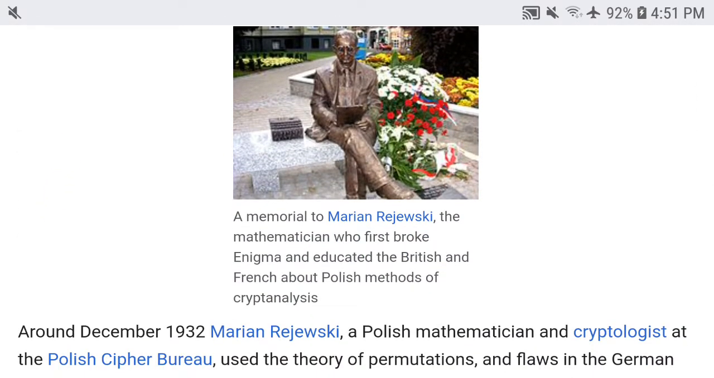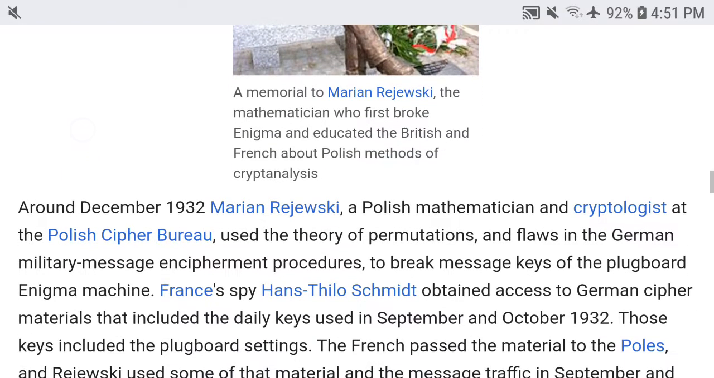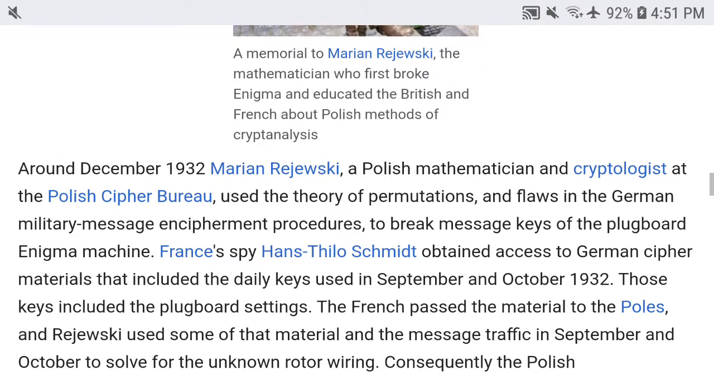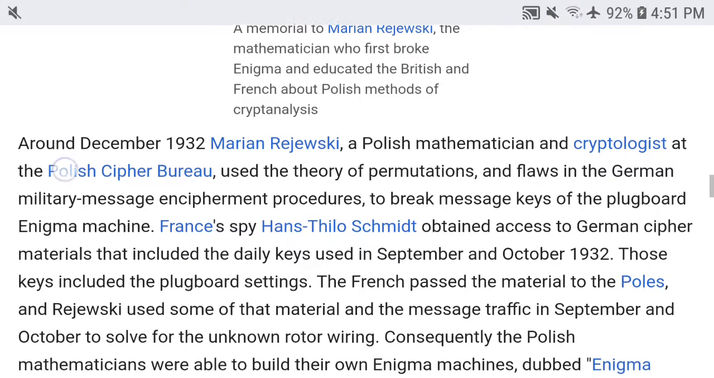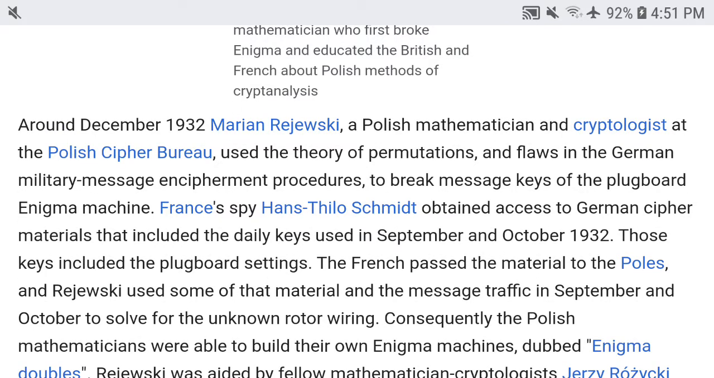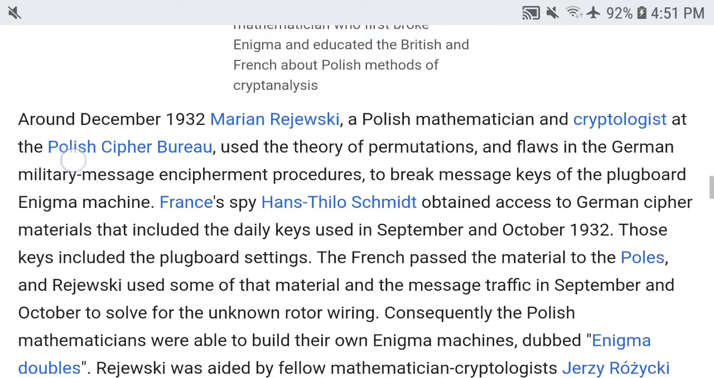A memorial to Marian Rejewski, the mathematician who first broke Enigma and educated the British and French about Polish methods of cryptanalysis. Polish mathematician cryptologists at the Cipher Bureau used the theory of permutations and flaws in the German military message to break message keys of the blackboard machine.